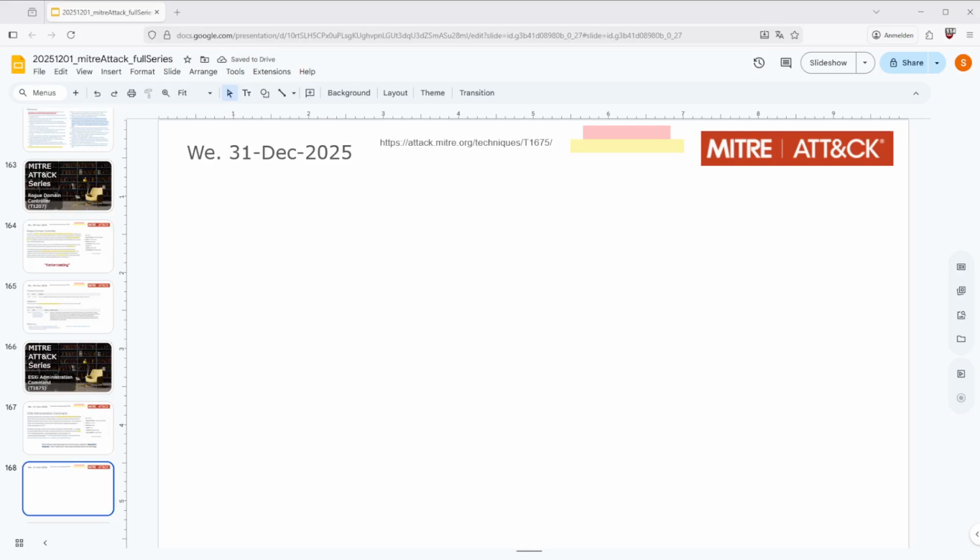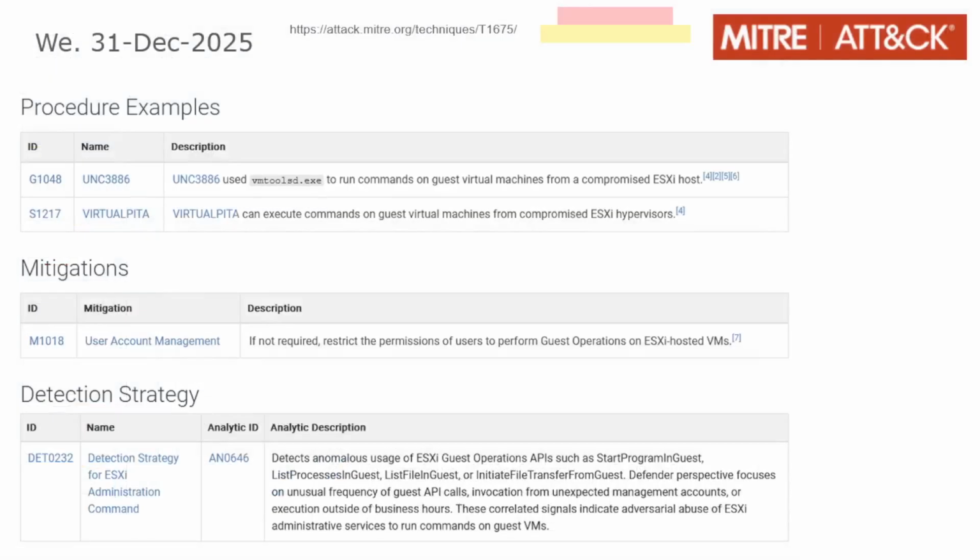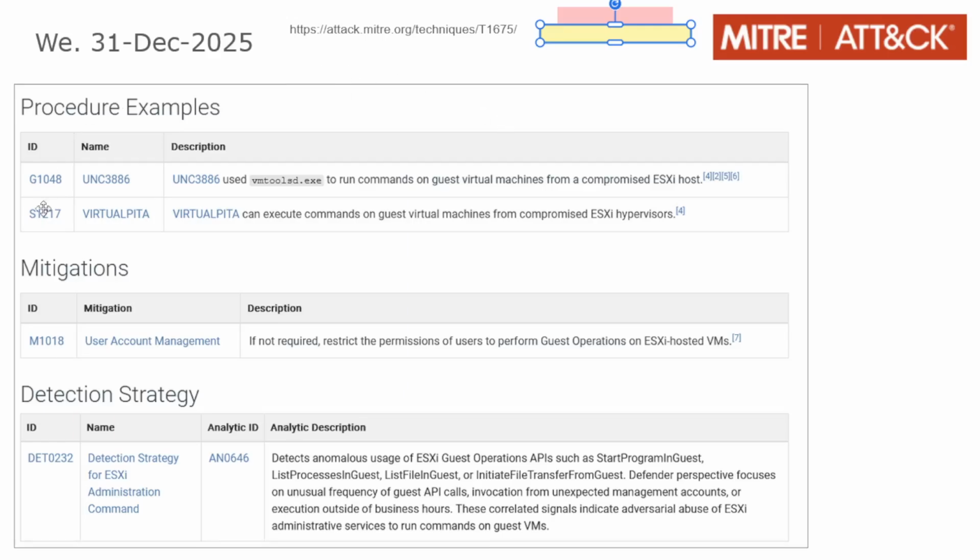So now let's take a look at procedure examples. Oh, yeah, so there's not much, so we will put it all on one page now. Let's return to reading mode. So let's see what we have here. So procedures, we have two. We have a group and a software. The group is ATT&CK.